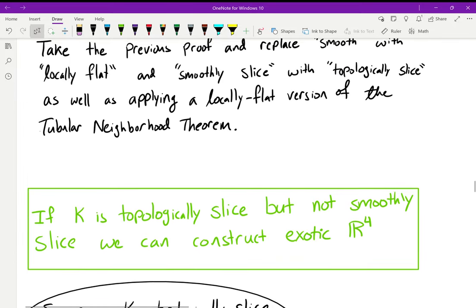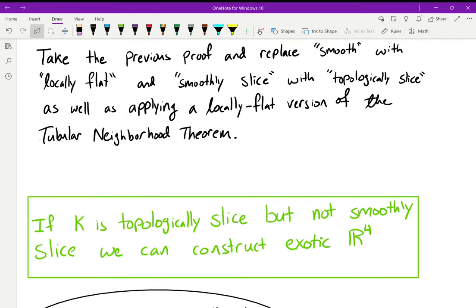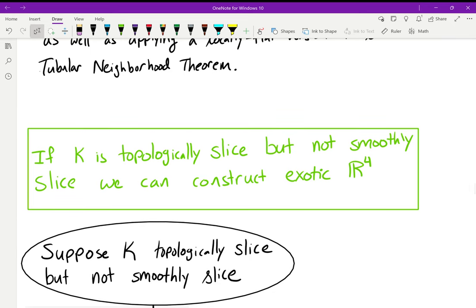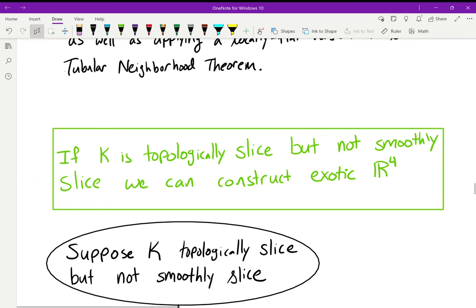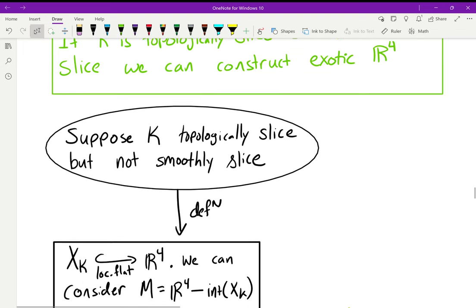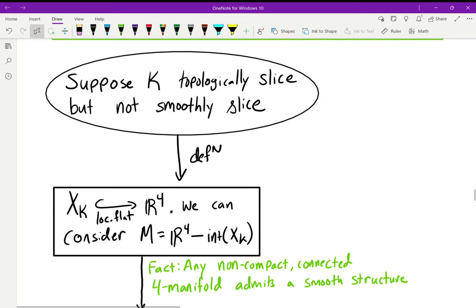So now that we have these things, if K is topologically slice but not smoothly slice, we can construct an exotic R4. The construction is as follows. First, we suppose such a knot exists. I haven't shown you yet, other than just saying that someone proved it, but let's pretend that's a thing we know. Then, by definition, we have a locally flat embedding into R4. And we can create a new manifold that is the complement of the interior of this knot trace.